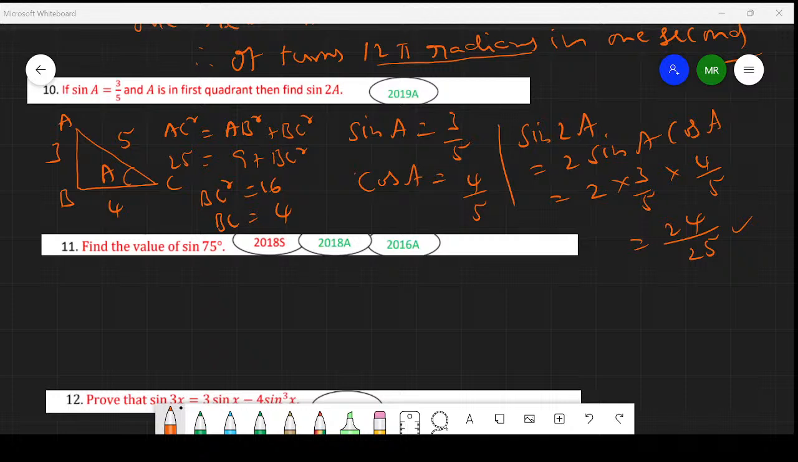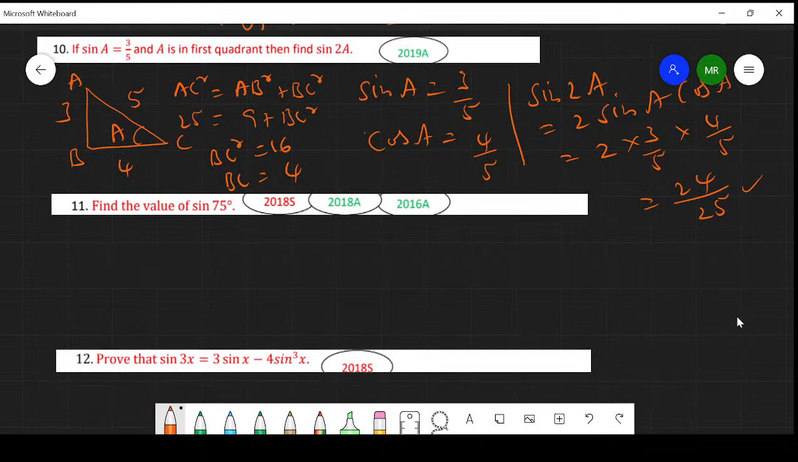See the next problem. Find the value of sine 75 degrees. They are asking sine 75 degrees. I can write sine 75 degrees as a combination of known values, sine of 30 degrees plus 45 degrees, because we know sine 30 and sine 45.